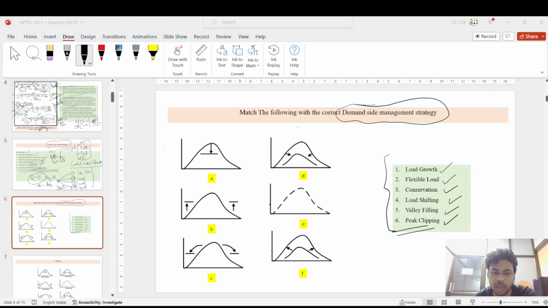I am giving you 5 to 10 minutes to solve this question. Just make sure that you solve it. This is very important if you are considering demand side management. In case of any doubt, just let me know, or you can write in the chat box as well.